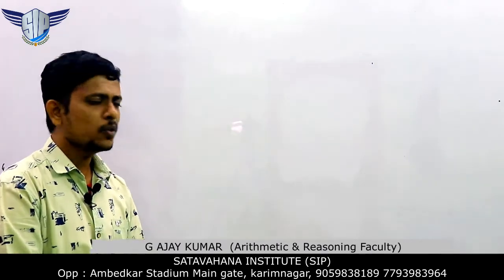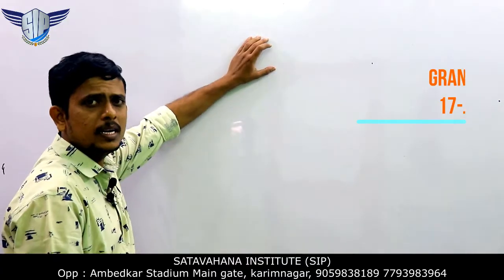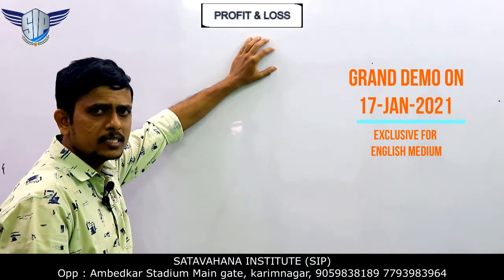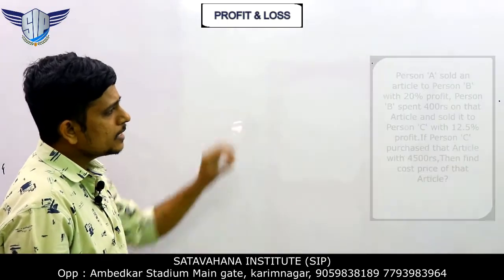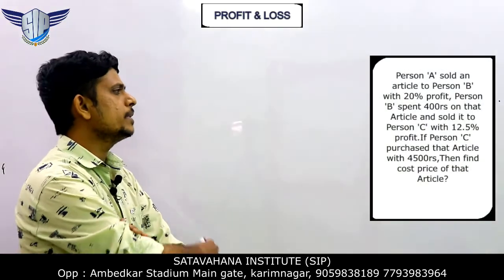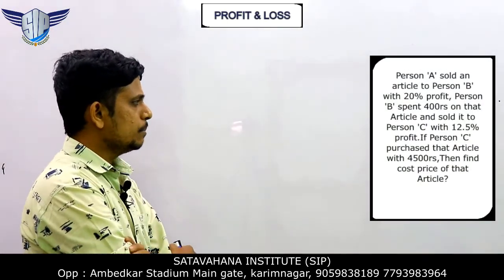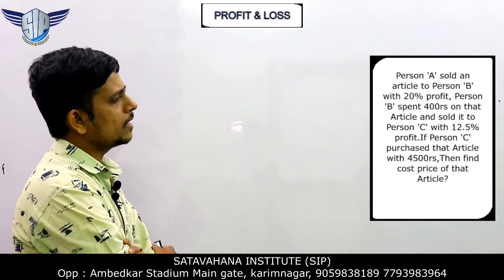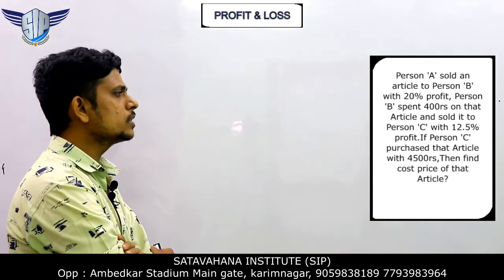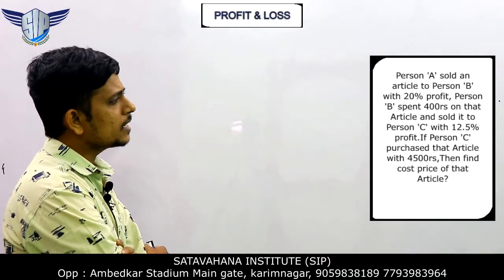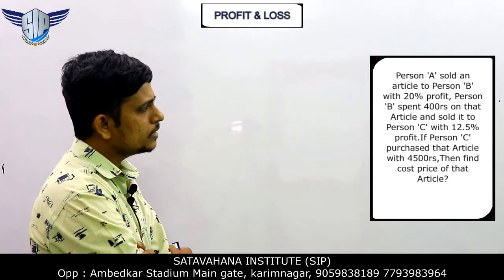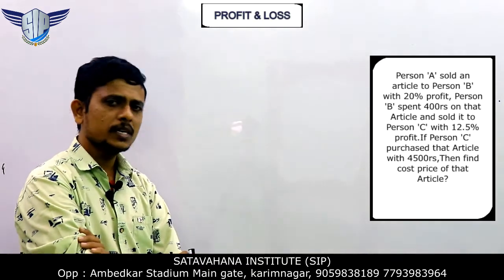In this video, I am going to teach you how to solve the problems related to profit and loss by using the fractional method. Okay, here is the first question. Person A sold an article to person B with 20% profit. B spent 400 rupees on that article and sold it to C with 12.5% profit. If C purchased that article with 4,500 rupees, then find the cost price of that article.